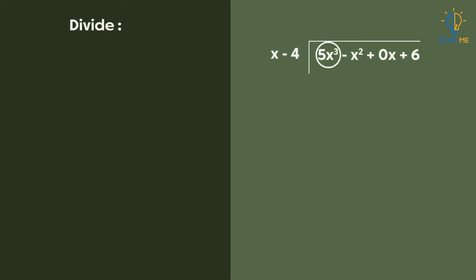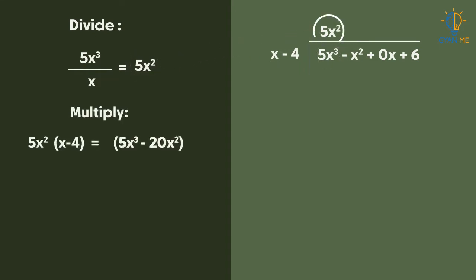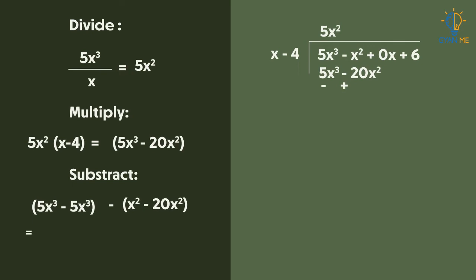Divide the first term of the dividend by the first term of the divisor. That is, we divide 5x cube by x and get 5x square, which is the first term of the quotient. Place the term above the bar where we write the quotient. Multiply the divisor with the term just obtained. Now write the result under the first two terms of the dividend. After this, subtract the terms just obtained from the appropriate terms of the original polynomial and write the result underneath.